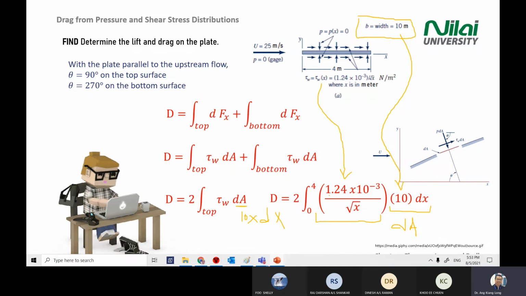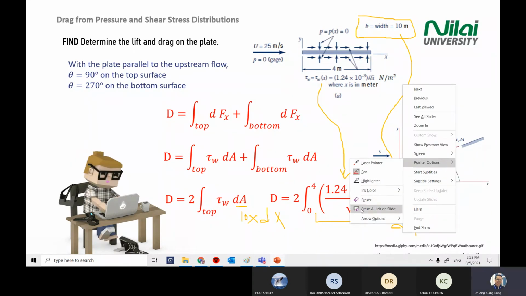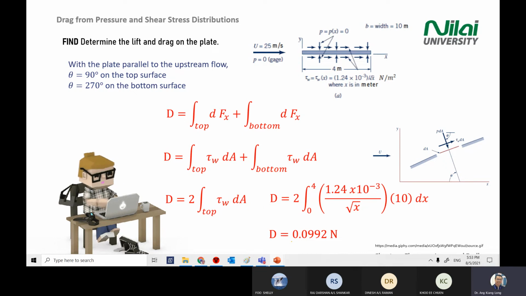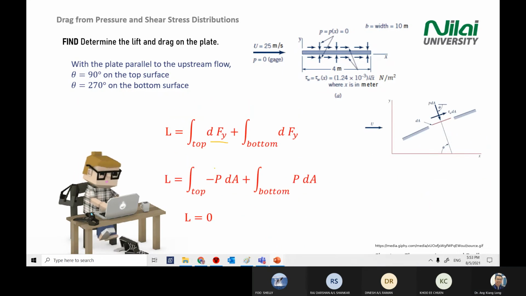Then this one is your shear stress equation. Okay, and then call back the integration skill. You integrate, you will get this number. Okay, you get the drag. So what do you learn from this tutorial? Wall shear stress gives you drag. Pressure gives you lift.